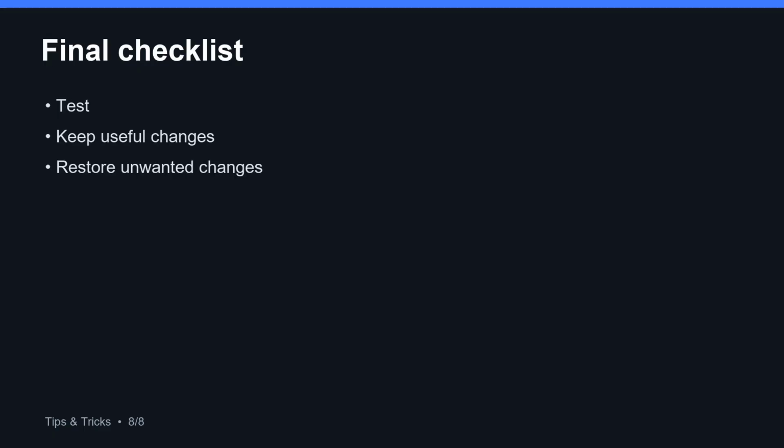Final checklist. That is the basic workflow for how to use your old smartphone as a security camera with free apps. Test the result, keep the changes that help, and restore anything that causes problems.